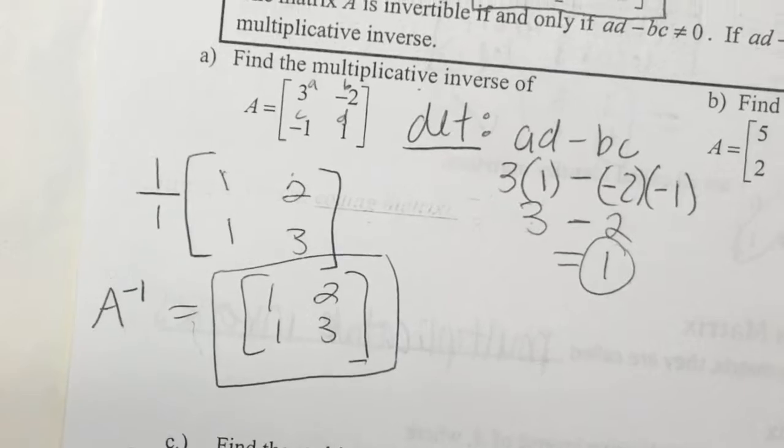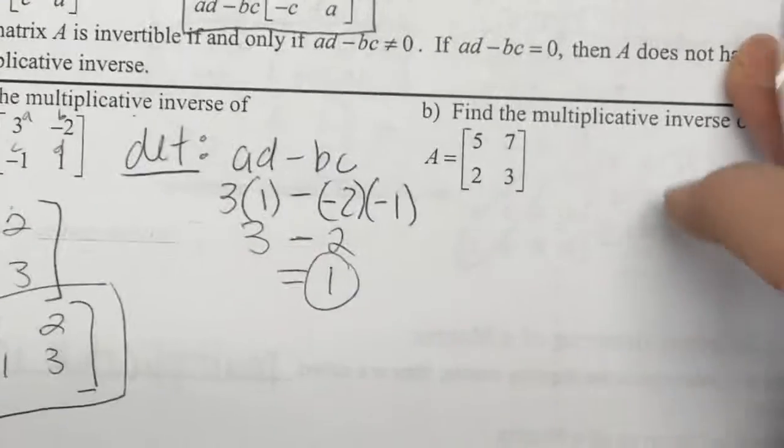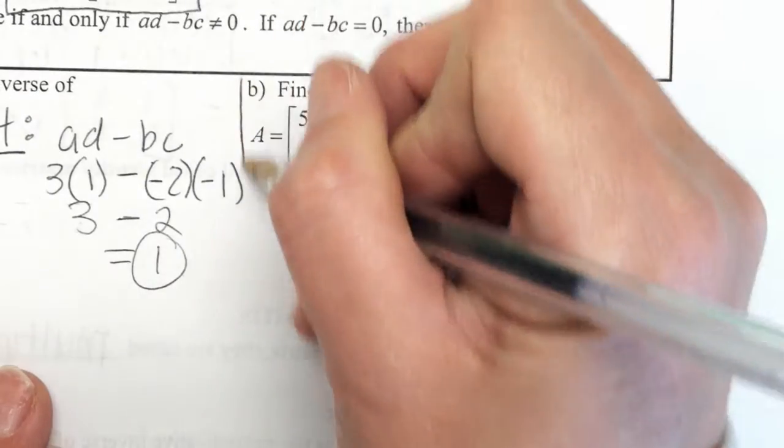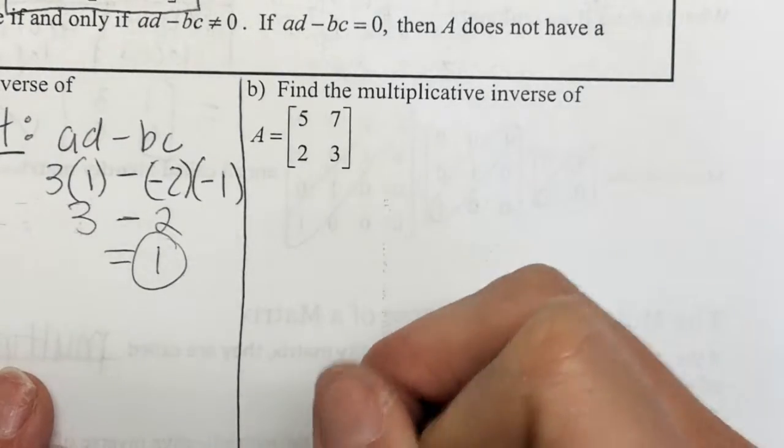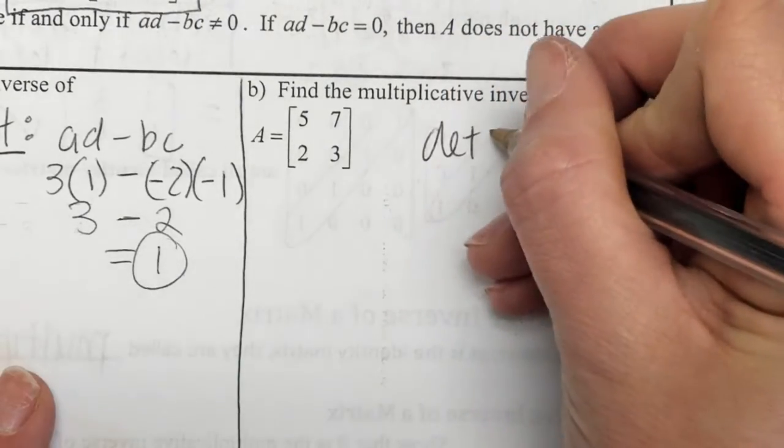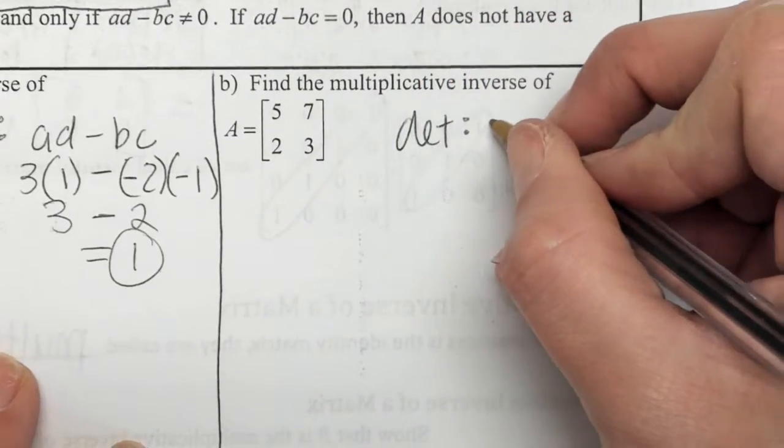All right, 2 more together. First up is to find the what? What's that called? Determinant. Good. Tell me how to set that up.